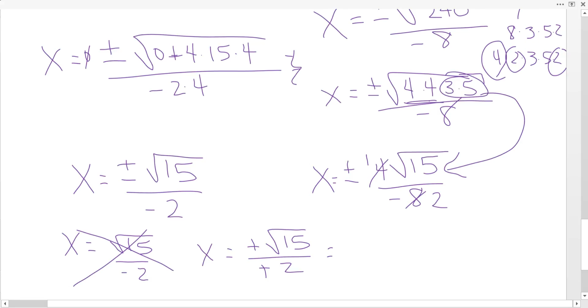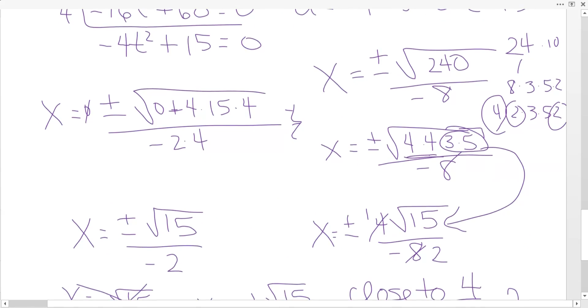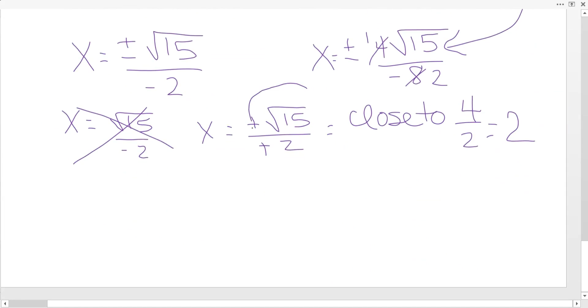And think about square root of 16 is 4. And the square root of 15 is going to be really close to 4 over 2, which is 2 seconds. So it's going to be just a little less than 2 seconds. And I'm using what I know about my perfect squares to say that the square root of 15 is really close to the square root of 16, which is 4. So 2 seconds is going to be my answer, about.